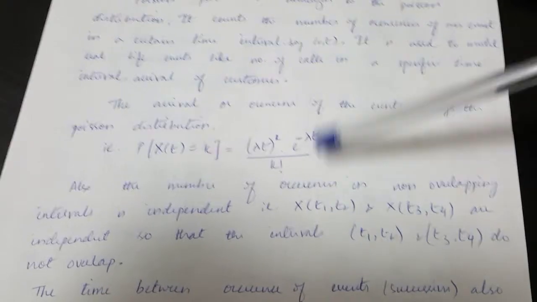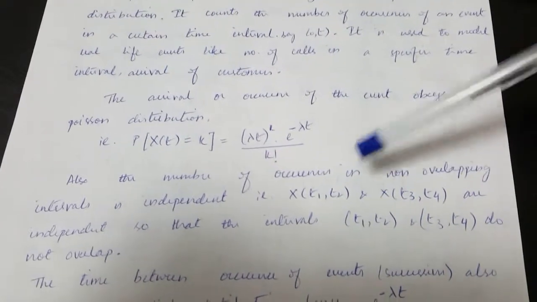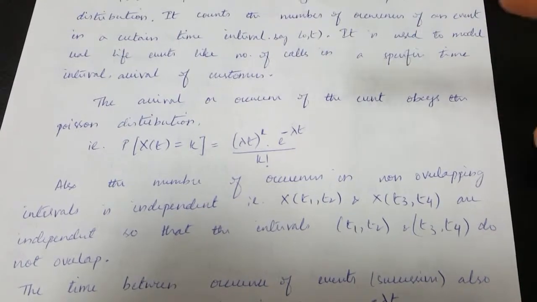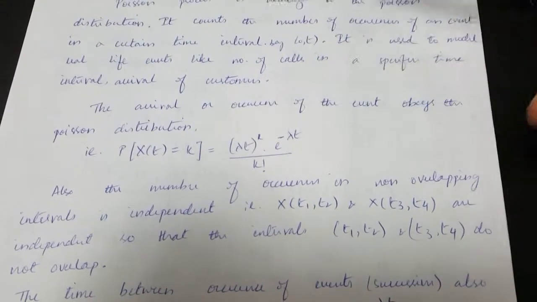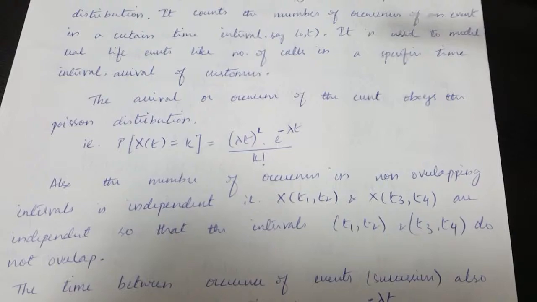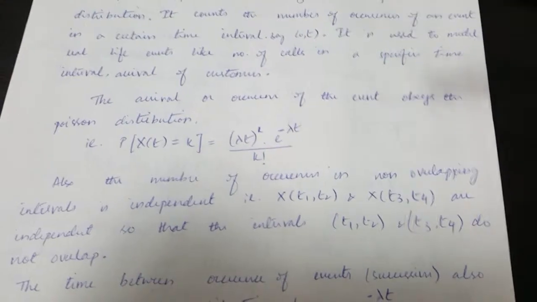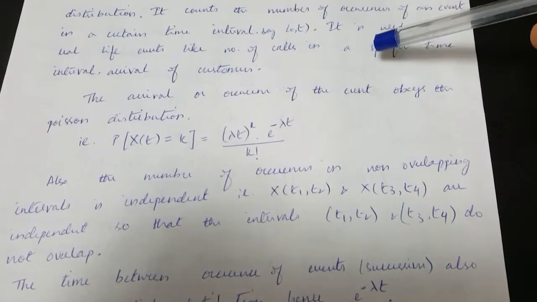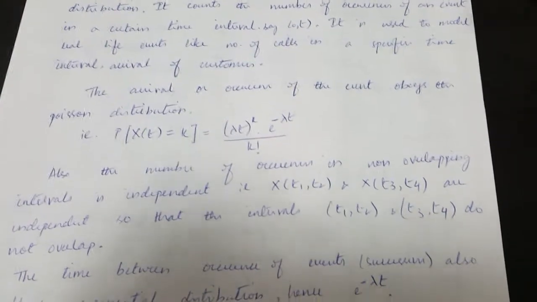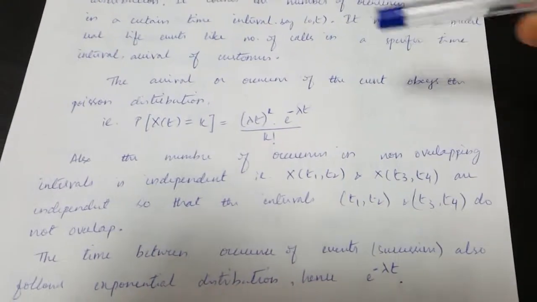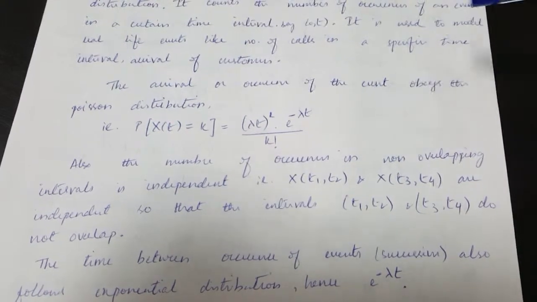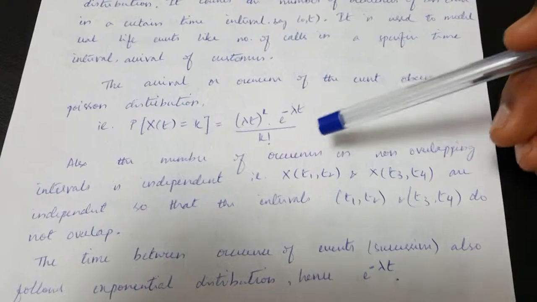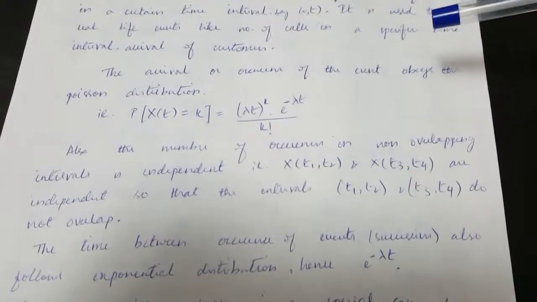One more interesting property is that in a Poisson process, if X of t is the Poisson process, then X of t1, t2, that is the occurrences in the interval t1 to t2, and for another Poisson process X of t3, t4, suppose the intervals t1 t2 and t3 t4 do not overlap, then both the processes are independent.